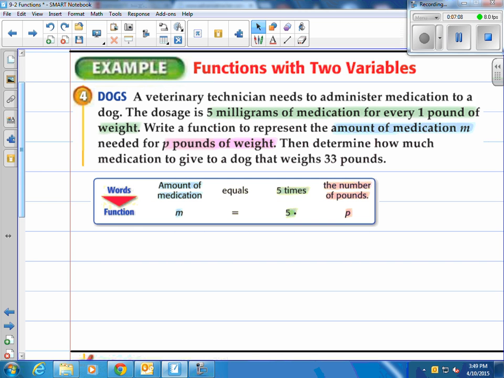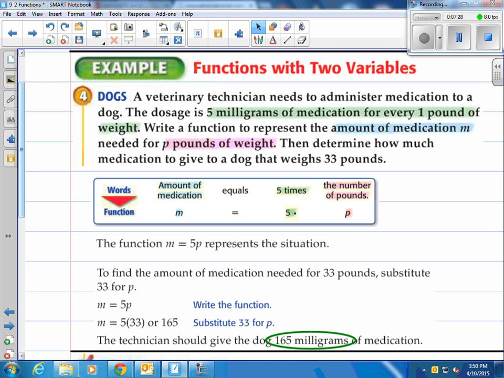All right, so they talk about the amount of medication. That's M. We have an equal sign, then 5 times the number of pounds. We have 5 times, and the number of pounds will be P. So there you are. The function would be M is equal to 5 times P, and that represents the situation. Now, to find the amount of medication needed for a 33-pound dog, you substitute 33 in for the pounds. Easy enough. Take 33, plug it in for P. 5 times 33 is 165. So the technician should give the dog 165 milligrams of medication.